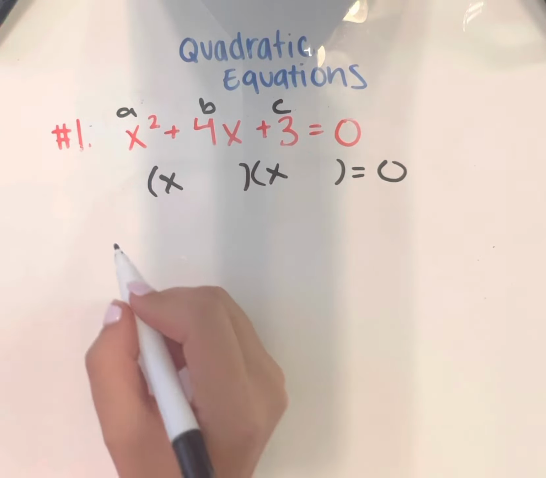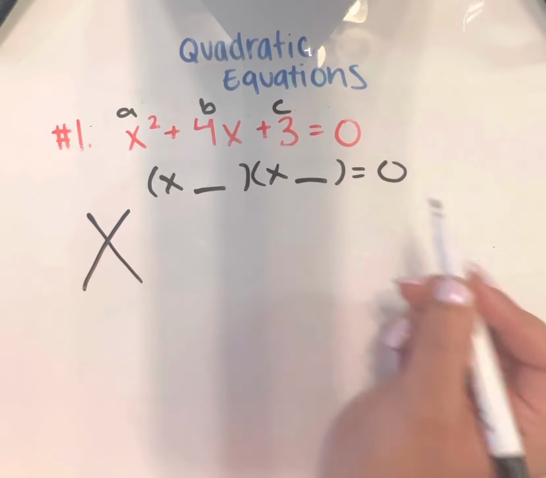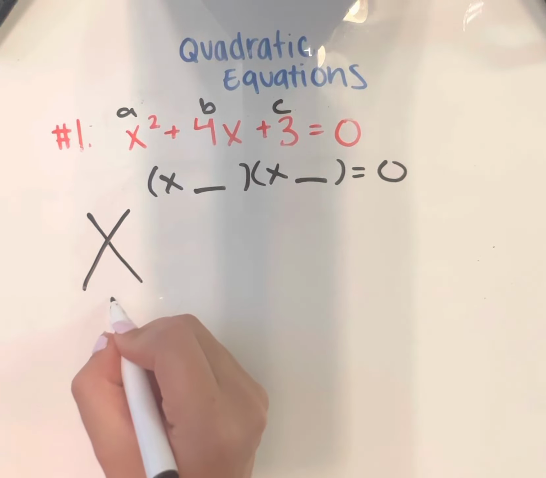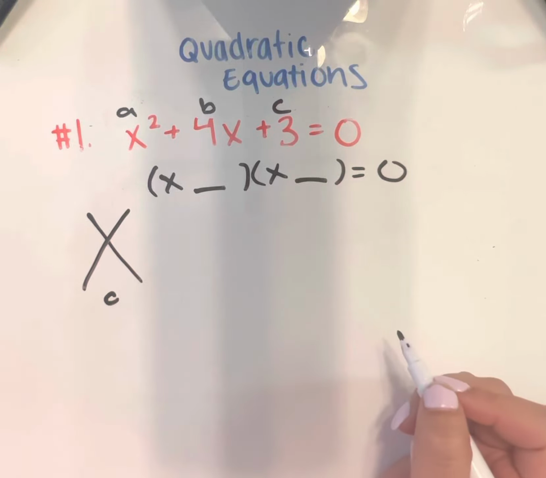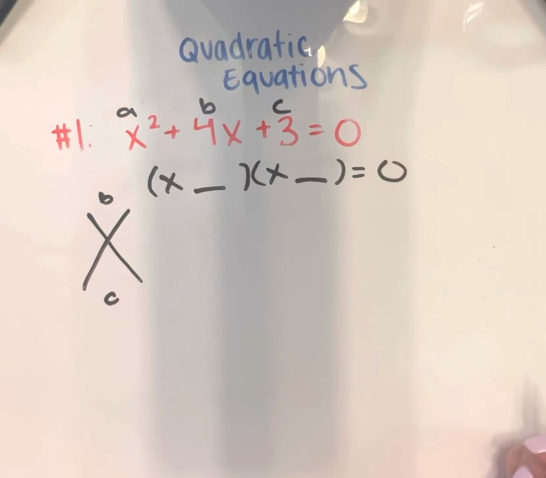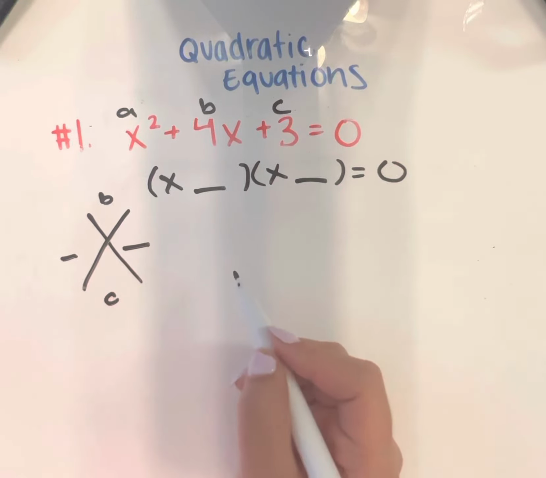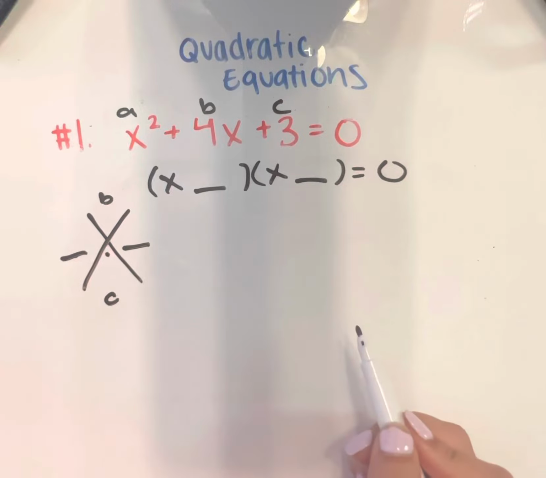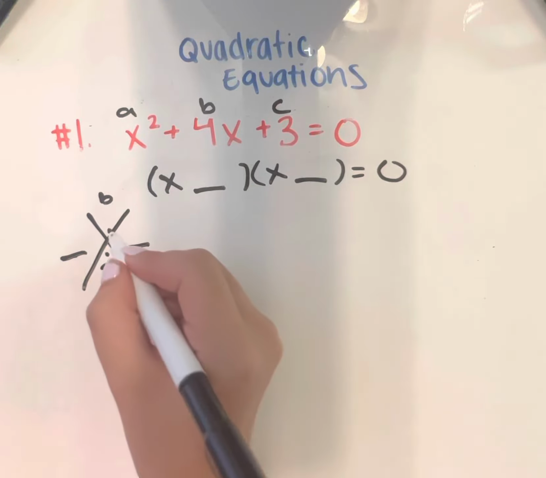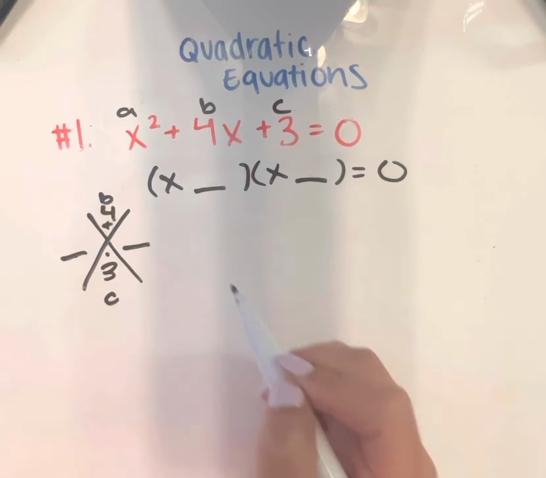We are going to go ahead and make our factor diamond in order to find out what is going to go inside of those parentheses. All right, so we know that underneath our diamond is our c value, and on the top is our b value. All right, we need to find two numbers that when multiplied is going to give us our value of c, which is 3, but when added is going to give us our value of b, which is 4.